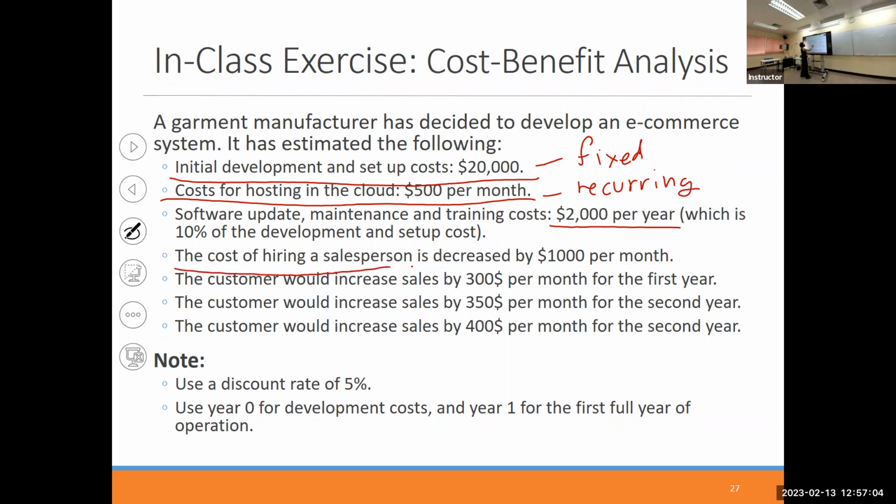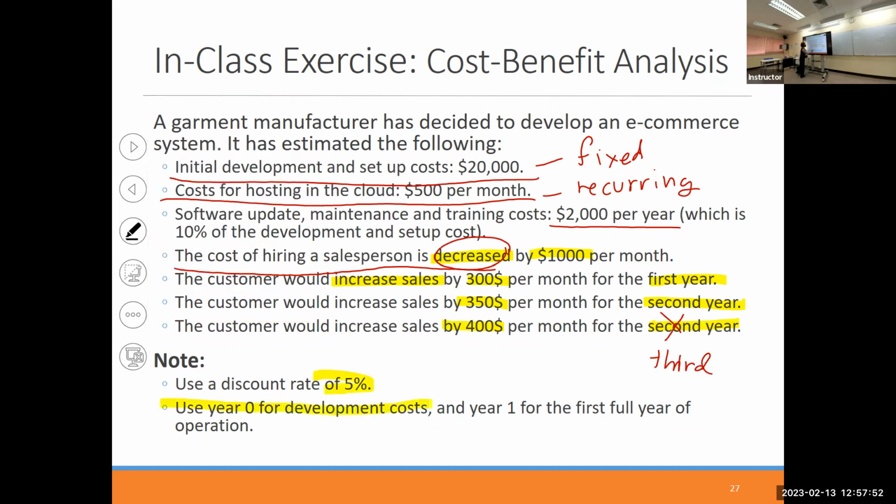Cost of hiring salesperson decrease. Okay, so you need to really analyze these benefits, right? Decrease by 10%. So you save cost by $10,000 per month. Increase sales $300 per month for the first year. Increase sales $350 per month for the second year, and $400 per month for the third year. Okay, then discount rate is used at 5%.